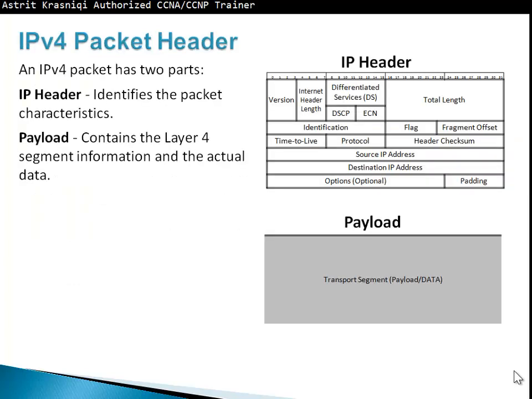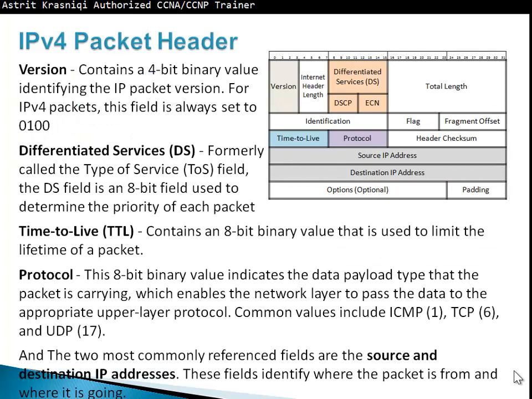So this is the IPv4 packet header. It's divided in two parts. We have the actual IP header, which identifies the packet's characteristics, and then we have the payload. The payload will have the transport segment or data, what's inside. So we have to go through what's inside the IP packet header. And as a CCNA candidate, you have to know these fields, what they are.